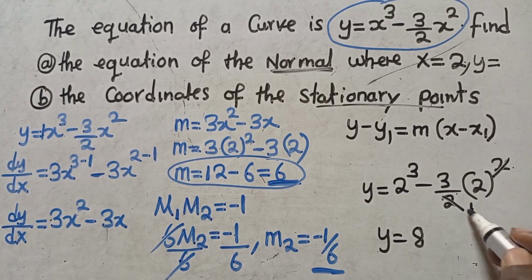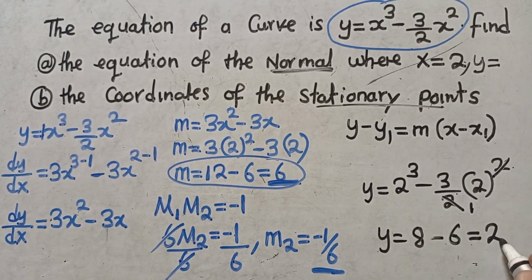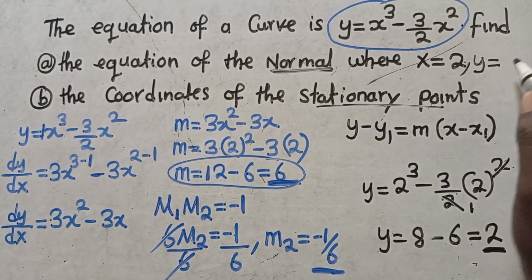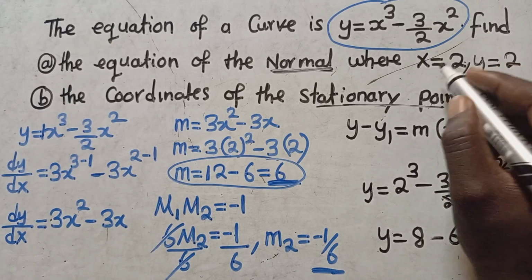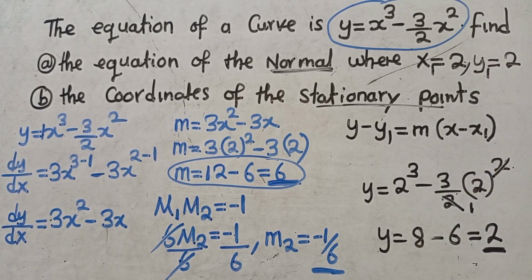So that is a 4. 2 into 4, it is 2. Then 2 times 3, that is 6. So minus 6, which is equal to, if I substitute here, I'm going to get a 2. So meaning y is 2. I put y as 2 there. So this is x1, this is y1, just like that.